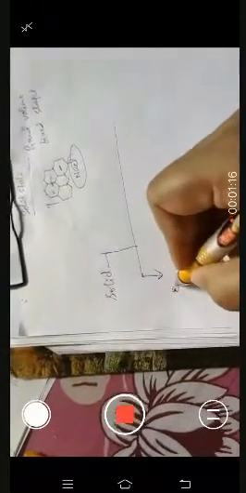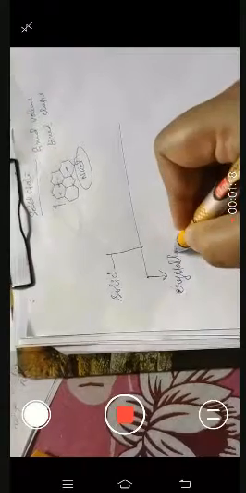So in solids, you have two types of solid. One is crystalline solid, another is amorphous solid. Crystalline solid is also called true solid, and amorphous solid is called pseudo solid.